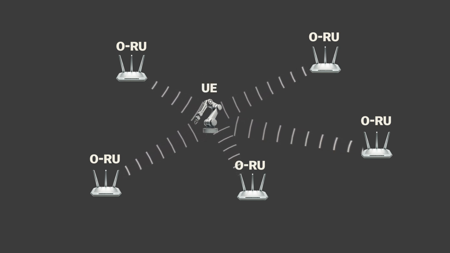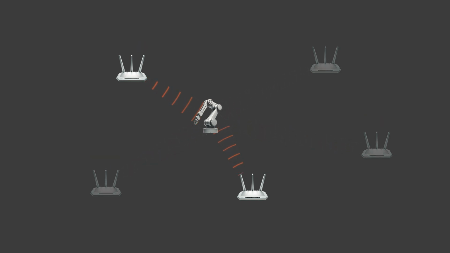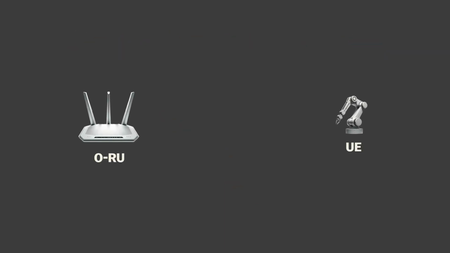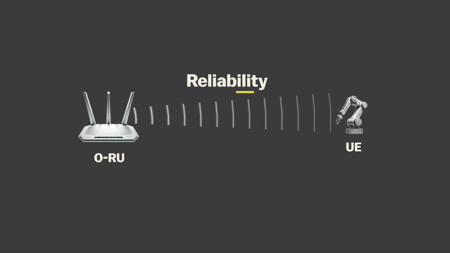However, not every ORU is suitable for joint transmission. Only a subset of ORUs with good signal strengths should be considered. This motivates us to identify such a subset of ORUs on each RB b with respect to each UE k. The second component we want to highlight is how we guarantee transmission reliability.